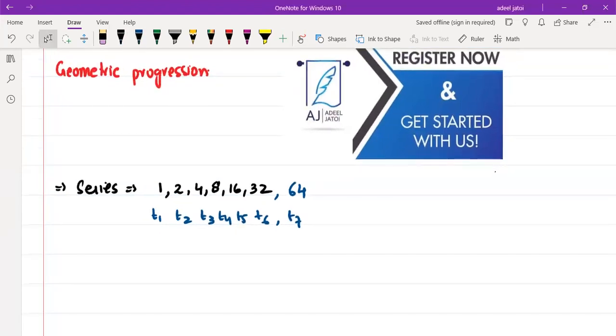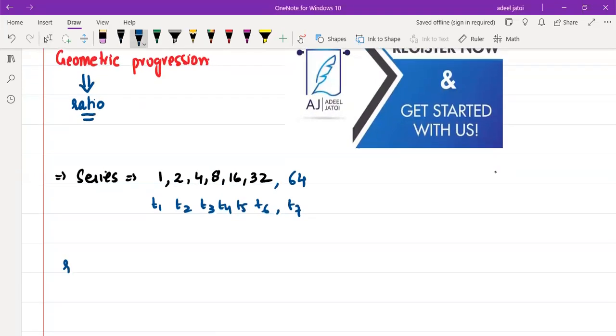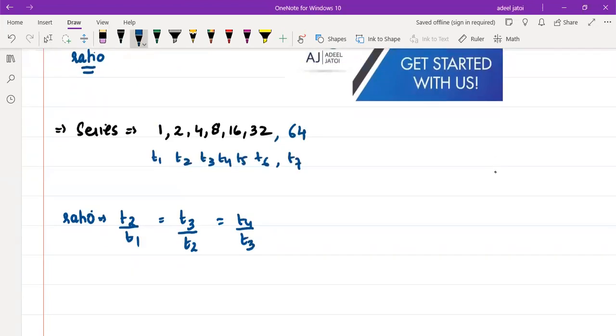Now, what you see is that in geometric progression, you have a ratio to deal with. And how do you get the ratio? Your term 2 divided by term 1 is also equal to term 3 divided by term 2, equal to term 4 divided by term 3. That means you can take any term, but you need to divide it by the term that is behind it. So the ratio for each term will remain the same.